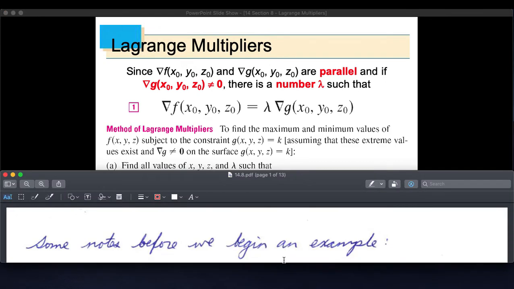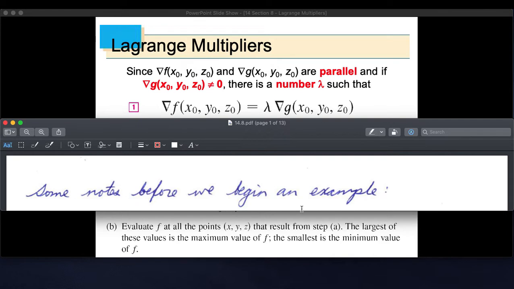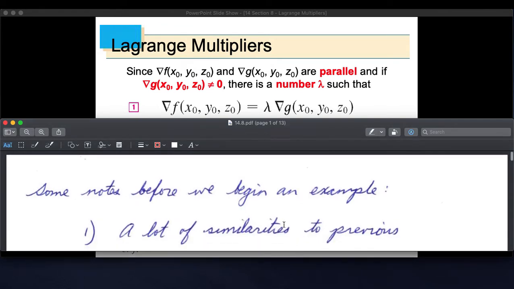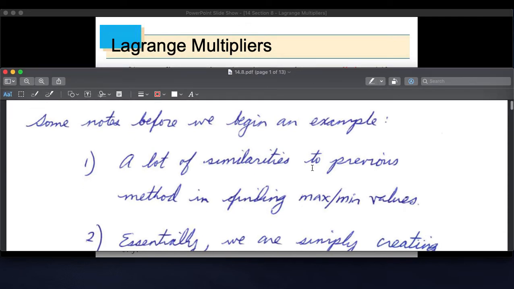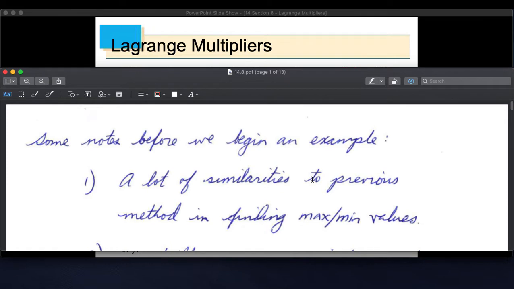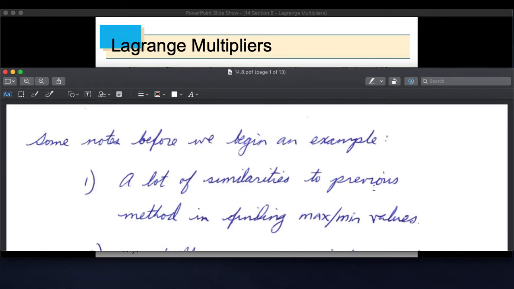So having said that, before we begin on some sort of example, let's take a look at some notes first. First note, there's a lot of similarities in this section with regard to finding maxes and minimums. A lot of similarities. So that's the first note I want to point out. Second note. Again, keep that in mind. 14.7. If that's in the back of your mind, almost half of the lesson for 14.8 is figured out already. You're basically already halfway there. If you can keep that in the back of your mind, we're looking for maxes and mins.